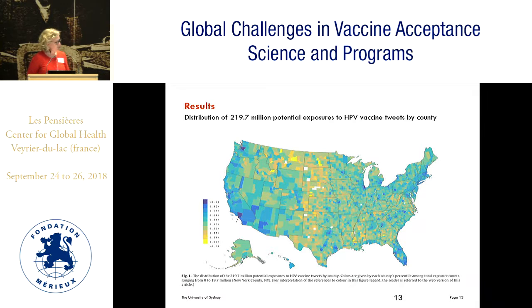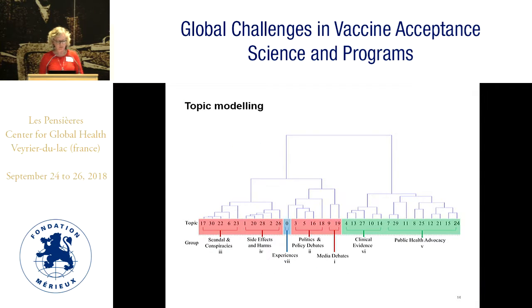So this is just showing you the distribution of those exposures by county. So that's just a fairly descriptive look and showing you that there's differences between counties in terms of exposure to tweets, regardless of whether they're negative, positive or neutral. And this is the topic modelling.